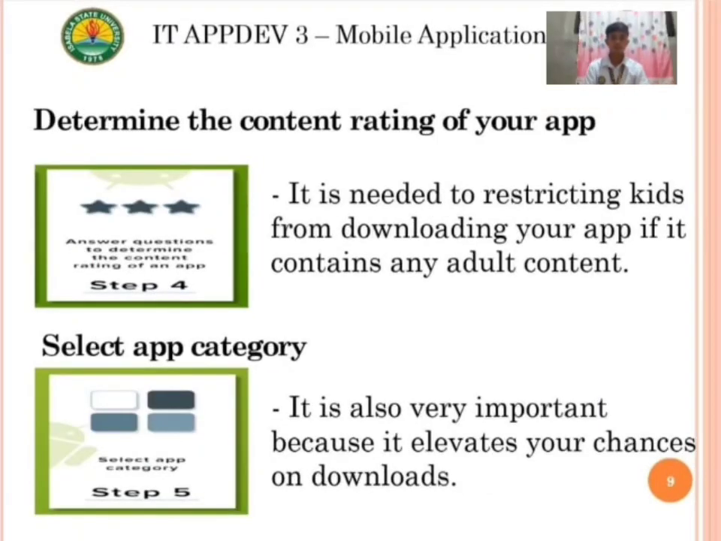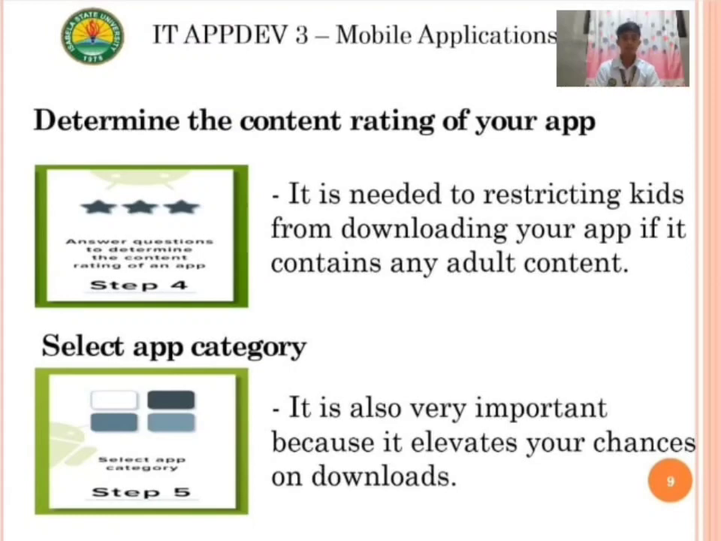Step 4. Determine the content rating of your app. Now, you need to answer several questions to determine the content rating of your product. It is needed to restrict kids from downloading your app if it contains any adult content. You better answer honestly, otherwise you will be denied from releasing an Android app to Google Play.